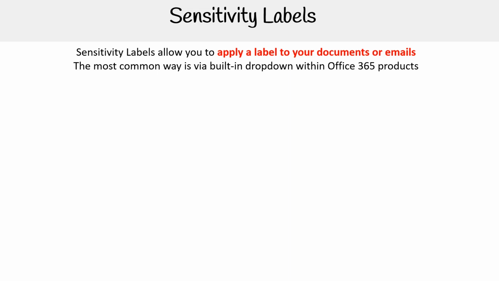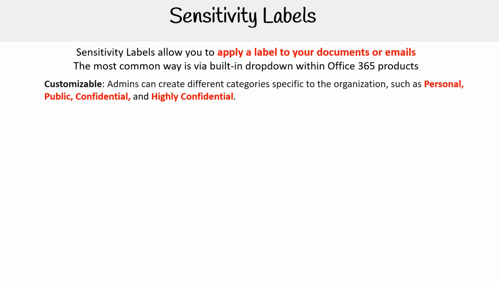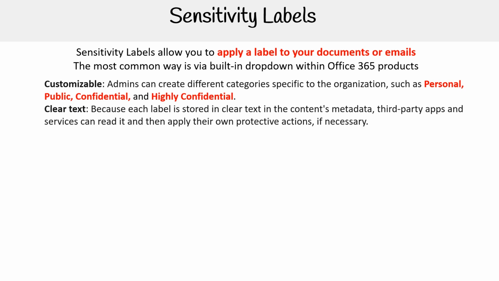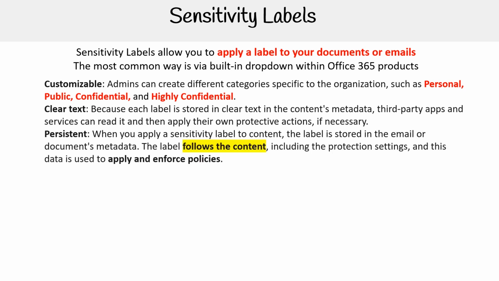Sensitivity labels allow you to apply a label to your documents or emails, and the most common way is through a built-in dropdown within Office 365 products. Labels are customizable. Admins can create different categories specific to the organization, such as personal, public, confidential, and highly confidential. They are clear text because each label is stored in clear text in the content's metadata. Third-party apps and services can read it and then apply their own protective actions if necessary.